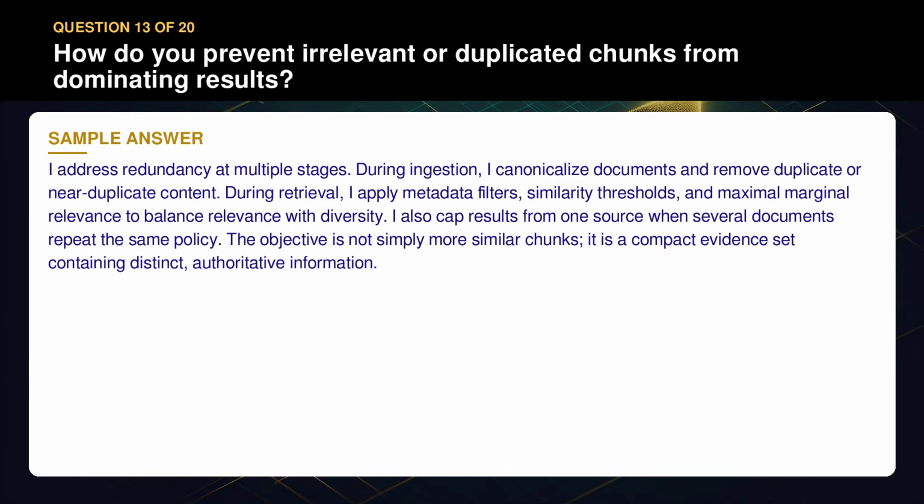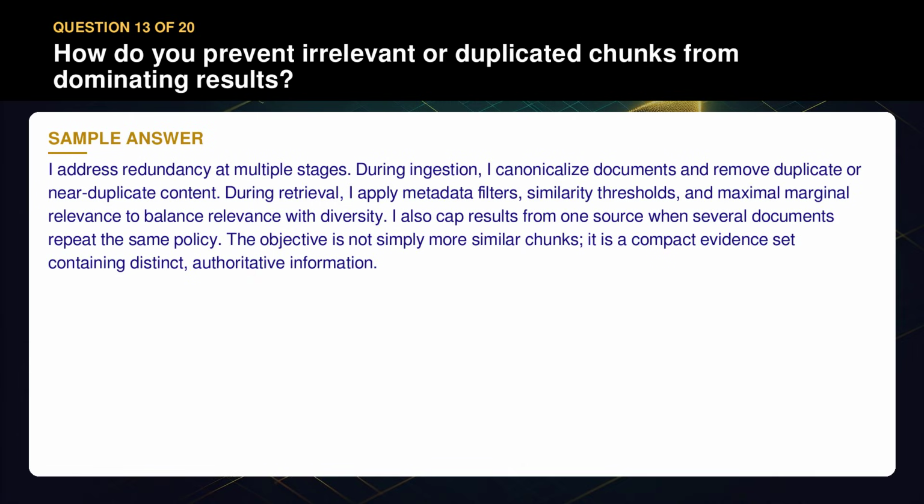Question 13. How do you prevent irrelevant or duplicated chunks from dominating results? I address redundancy at multiple stages. During ingestion, I canonicalize documents and remove duplicate or near-duplicate content. During retrieval, I apply metadata filters, similarity thresholds, and maximal marginal relevance to balance relevance with diversity. I also cap results from one source when several documents repeat the same policy.